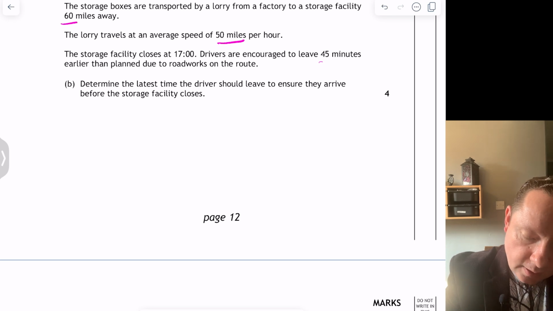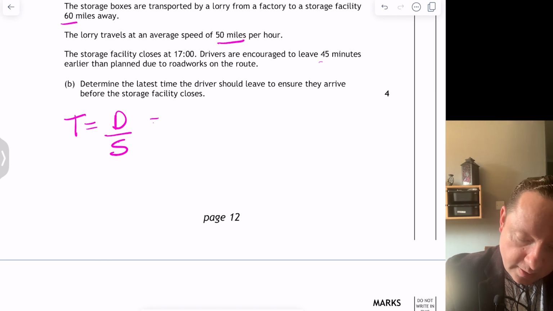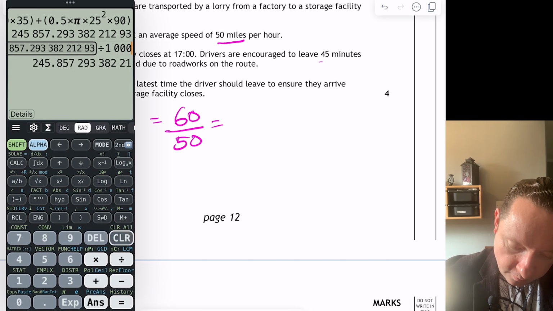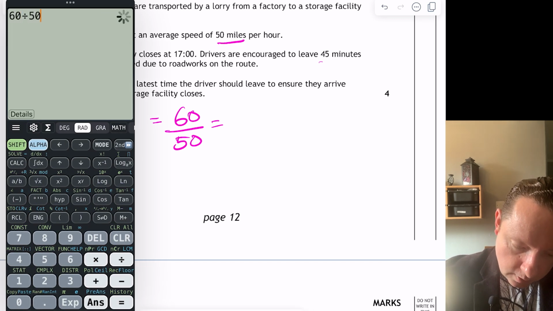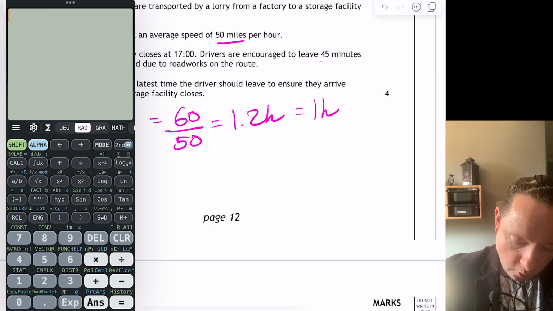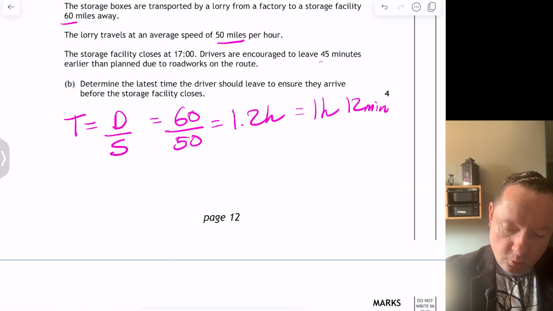So we've got a distance and a speed. So time is distance divided by speed, because distance is speed times time. The distance is 60 miles and it's 50 miles per hour. So 60 divided by 50 is 1.2 hours. But we want hours and minutes. So that's 1 hour. Now 0.2, 60 minutes times 0.2, 12 minutes. So it takes 1 hour, 12 minutes to get there.